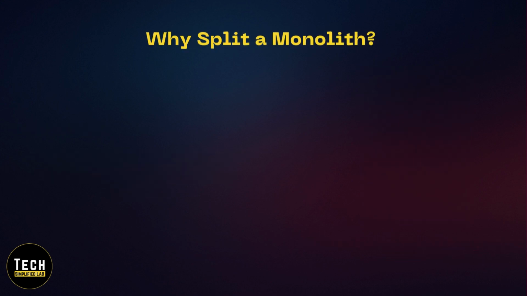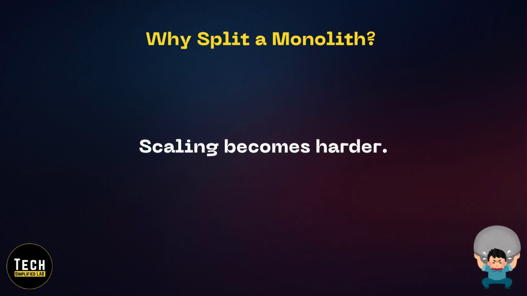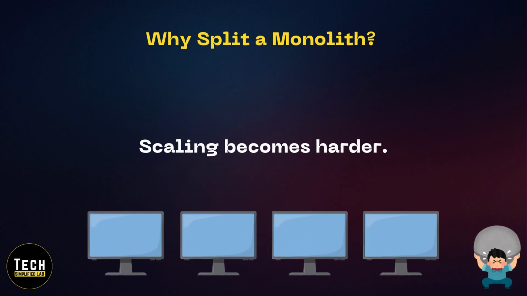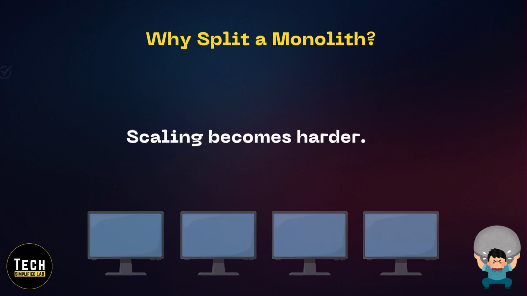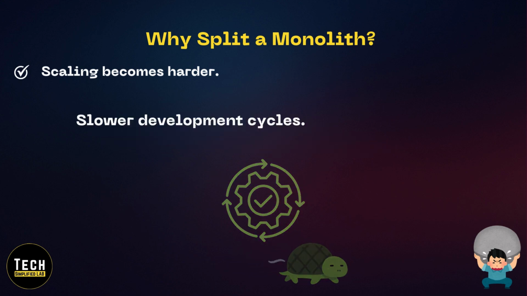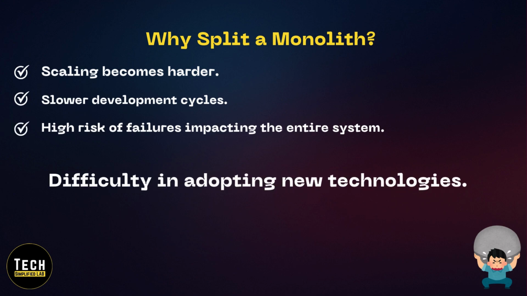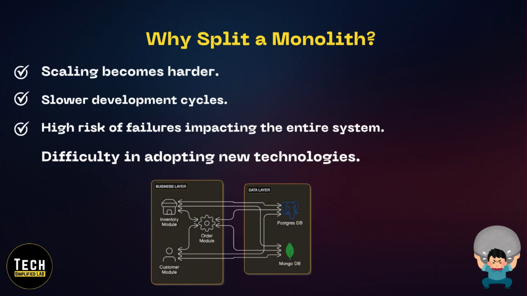As systems grow, monoliths can present significant challenges. Scaling becomes harder because you're scaling the entire system, not just parts of it. Development cycles slow down as teams have to coordinate changes across the entire application. A failure in one part of the system can impact everything. And finally, adopting new technologies becomes difficult because everything is so tightly coupled.